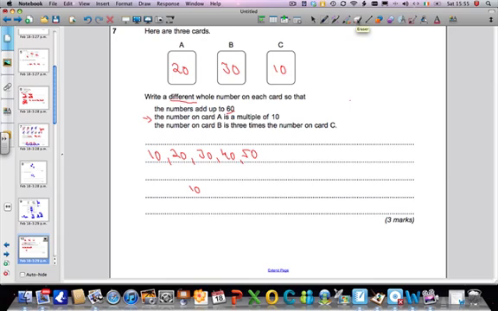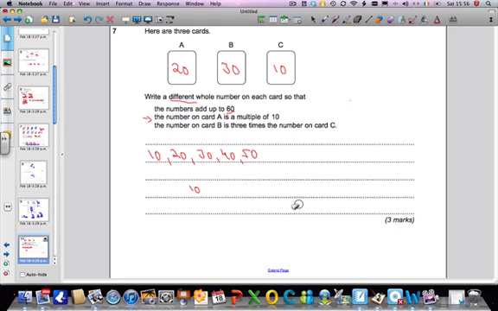It does take a little bit of thought and maybe some trial and error, but everyone should be able to have a reasonable crack at that question. Certainly make sure that all your numbers add up to 60 to get 1 mark, and even better, make sure that B is 3 times the number on C, and that'll get you at least 2 marks.